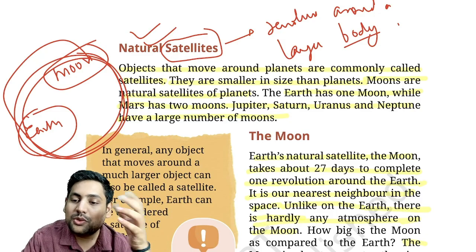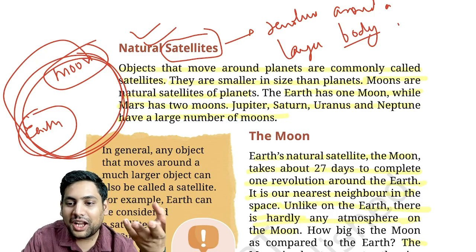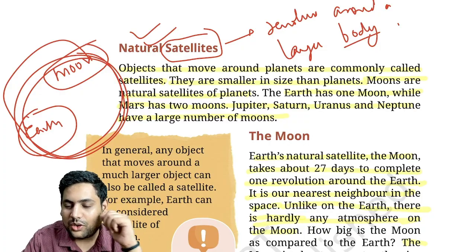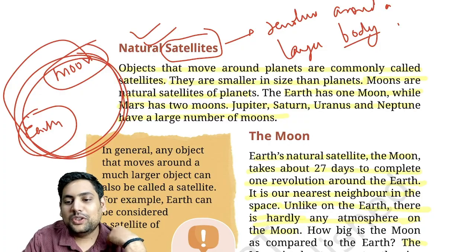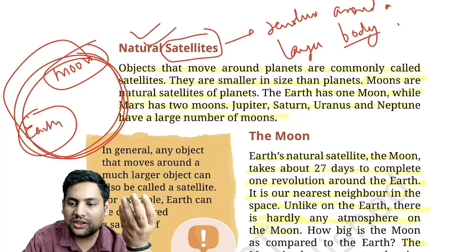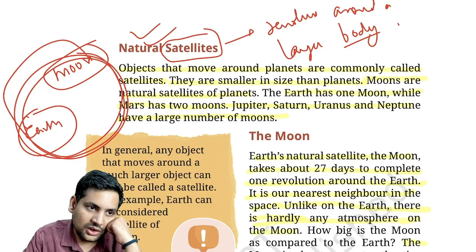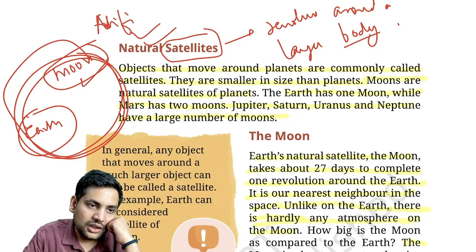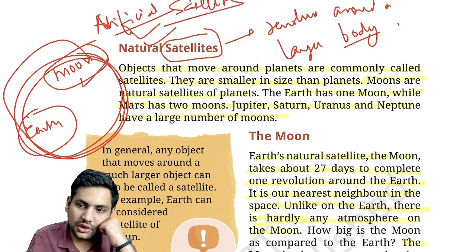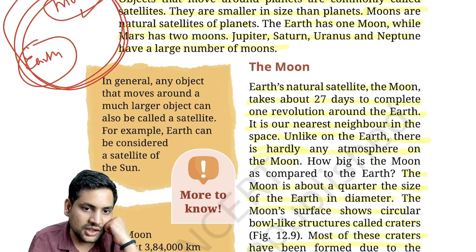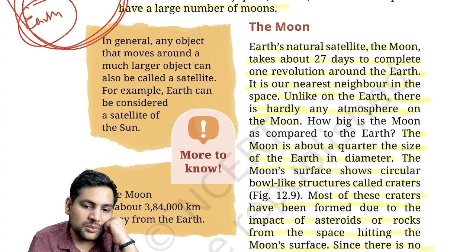Now, Jupiter and other planets, of course, don't have any artificial satellites because, as far as we know, there is no life on these planets. On Earth, we have natural satellites as well as the artificial satellites that we keep sending. Then it talks about the moon.